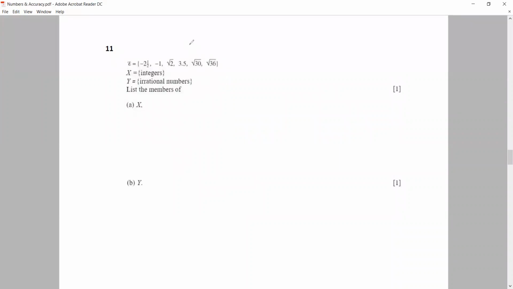Okay, almost similar to previous questions. So we're given a bunch of numbers. They ask us to list all the integers. So X is a set, and all the elements or members of that set should be integers. So list the members: -1, and square root of 36 is basically 6. So that's an integer as well. So -1 and square root of 36.